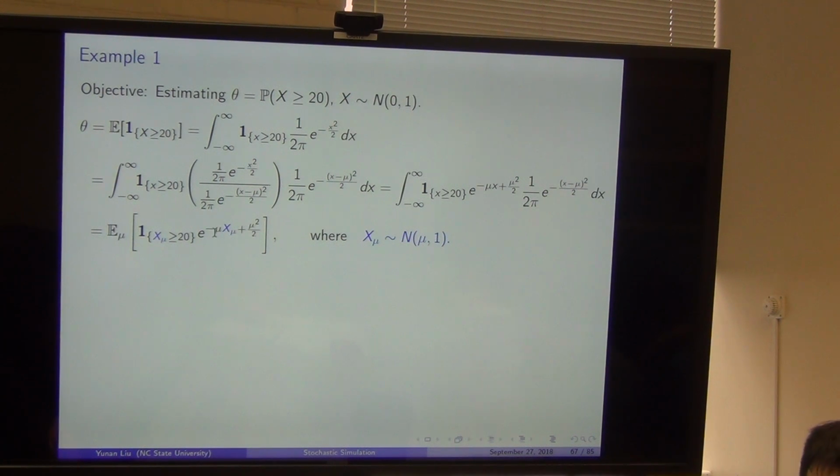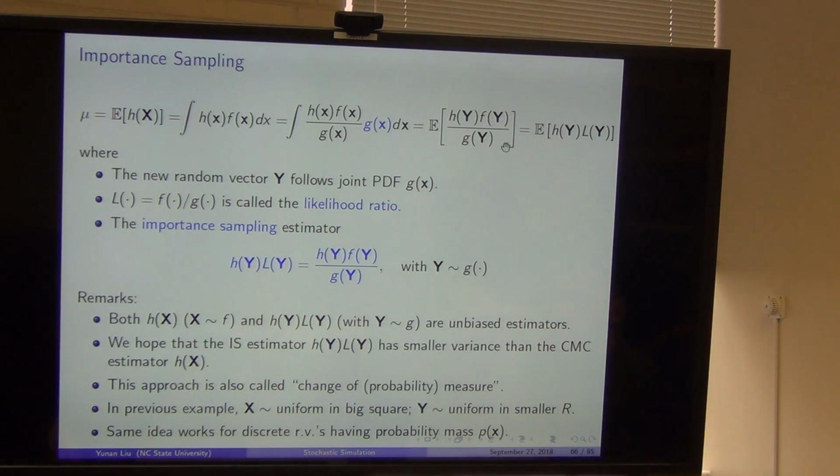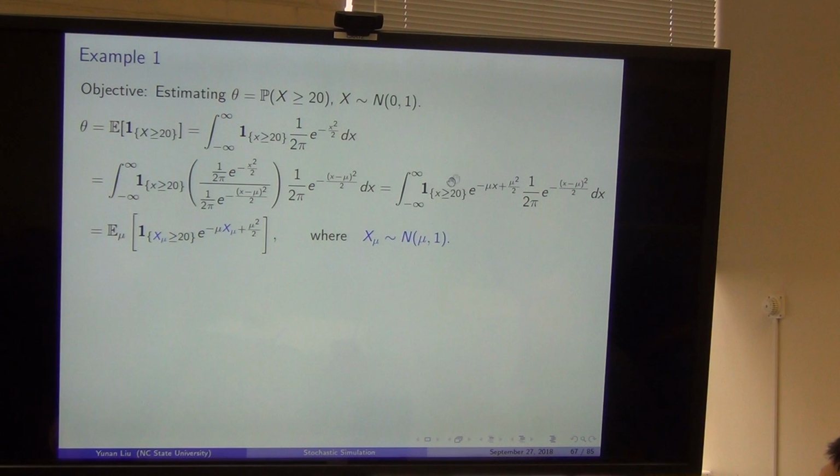You can call it y if you want, but I call it x mu because I'll have mu as the index of this x, since mu is something we haven't determined. So eventually, this is the expectation of this function of some y, which we call x mu. Question? So this is consistent with the earlier framework: the expectation of a function of y, where y follows g. We're good?